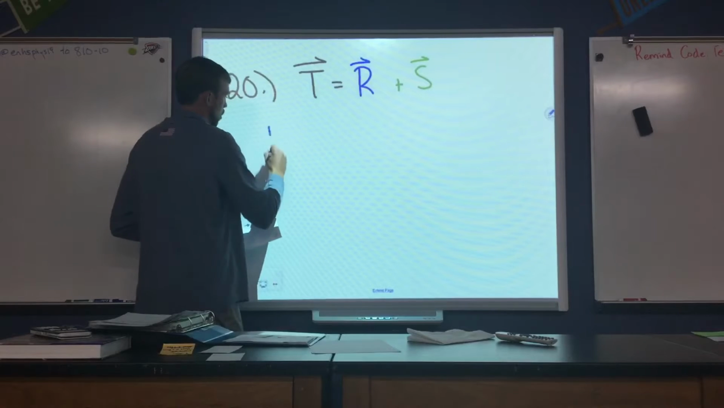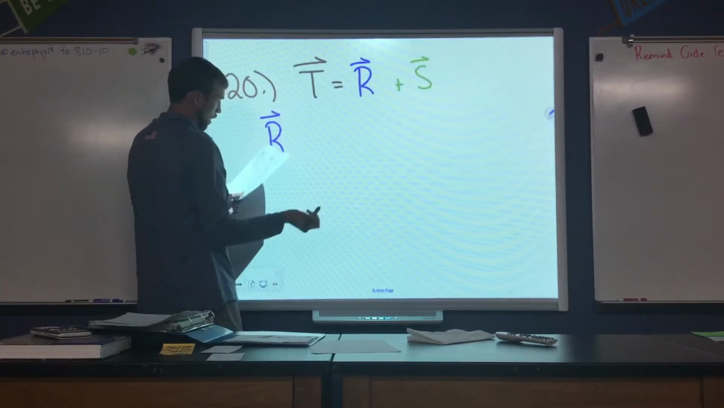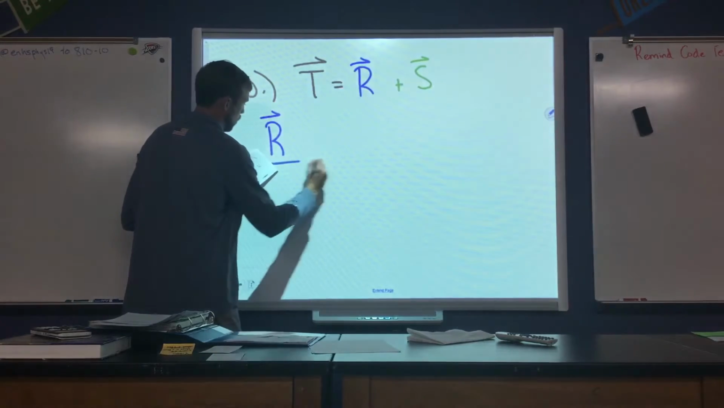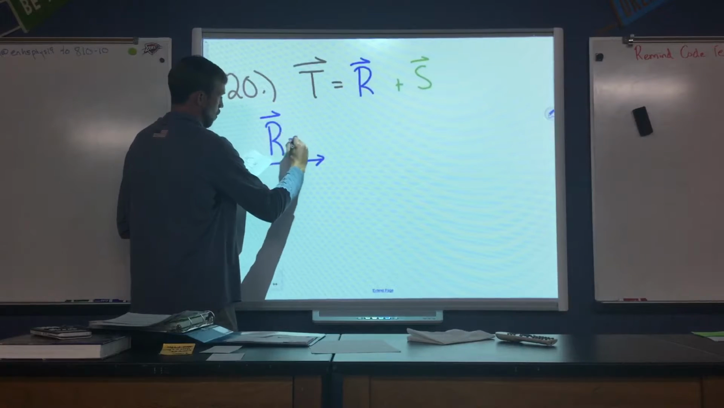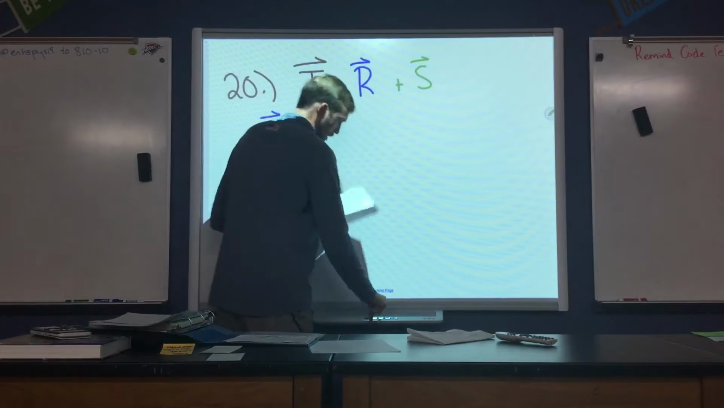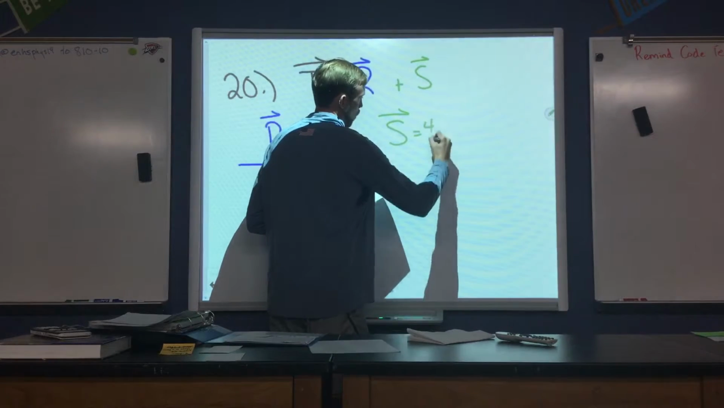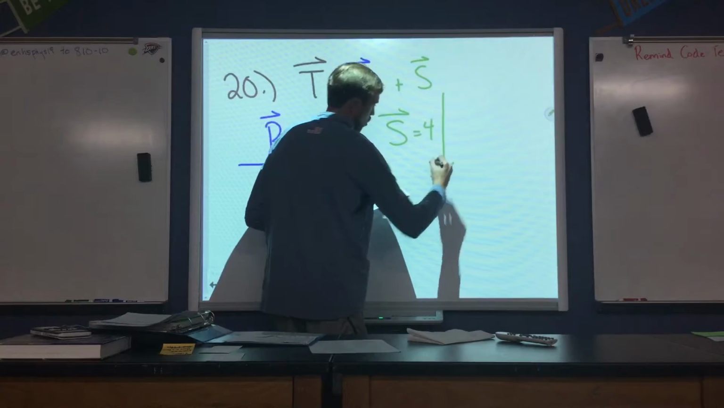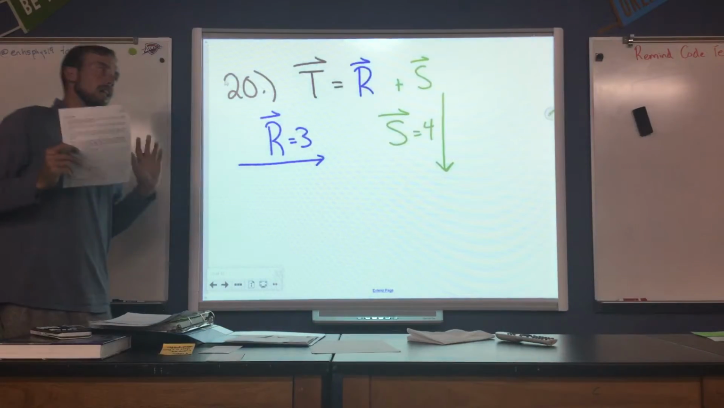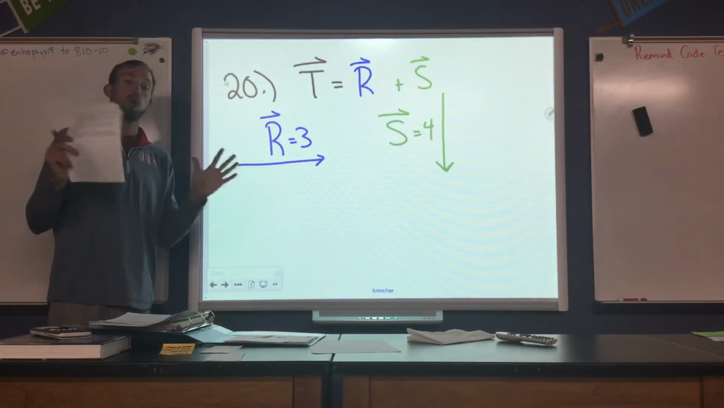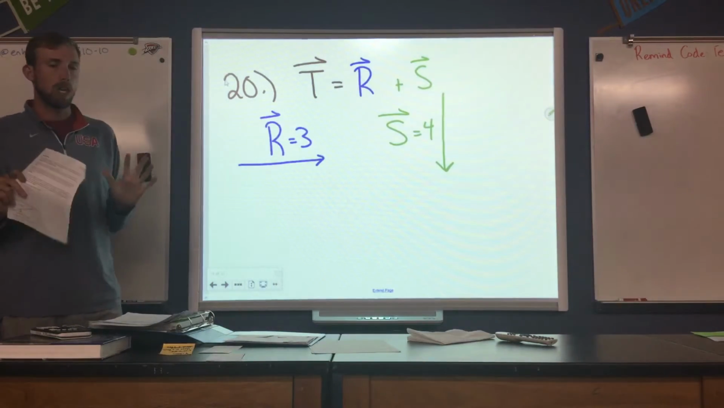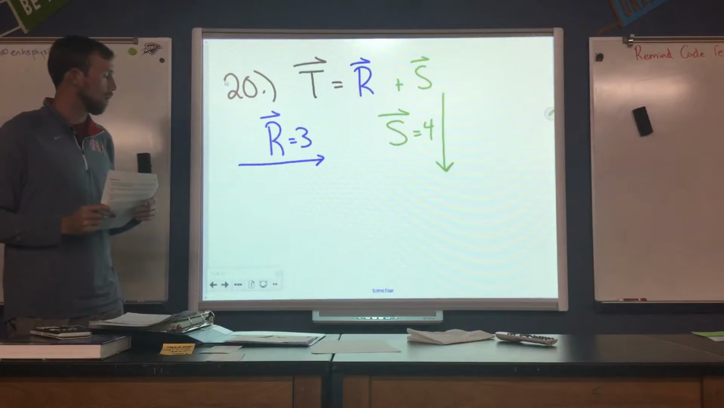Now looking at your picture, here's what we know. Vector r now looks like this. It is 3 units to the right. Vector s is 4 units straight down. So what we can do is we can actually draw these out, and in doing so, that will give us a much better picture of what's going on.